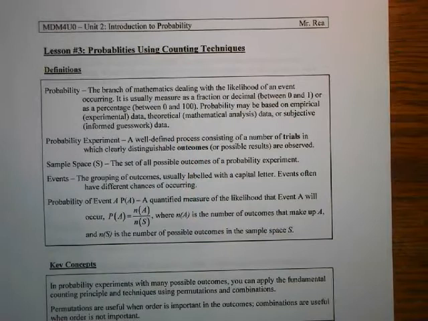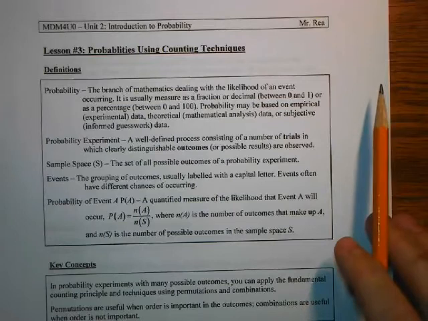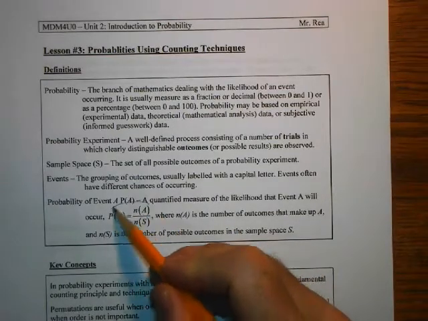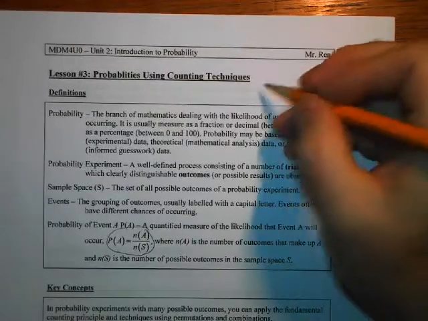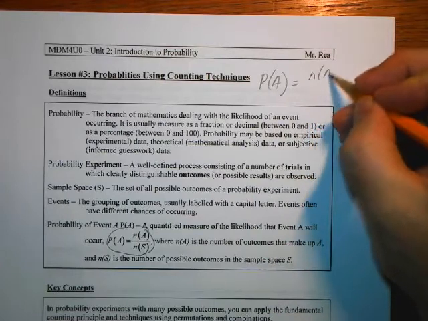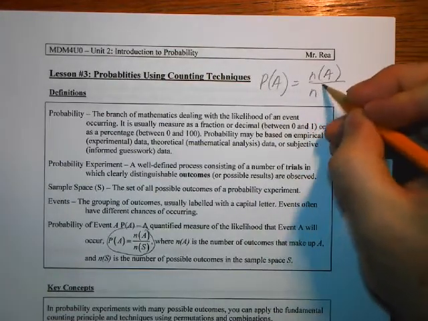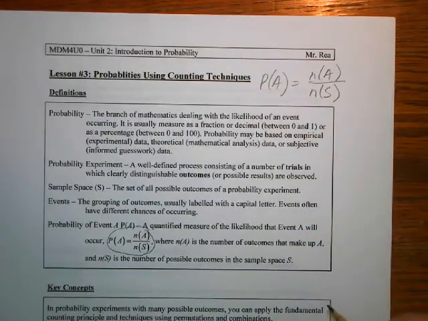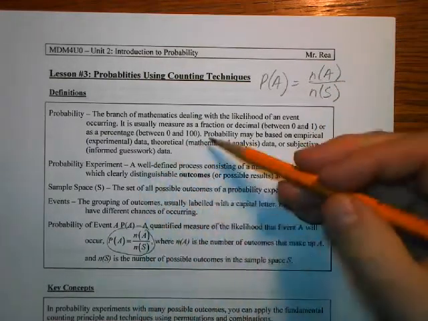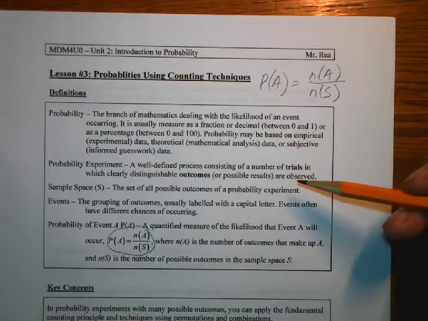Calculations to calculate probability will be a fraction. Every calculation we do will involve multiple fractions, where the fraction comes from here. I'll just write it up here so it's nice and clear. The probability of some event happening is the number of times it can happen over the total possibilities. So that's the key formula. The rest of these definitions we've all seen before, mostly in lesson 1 of the unit.